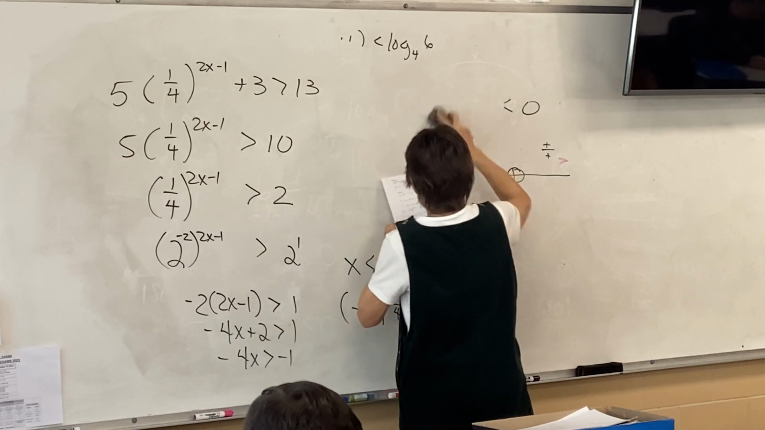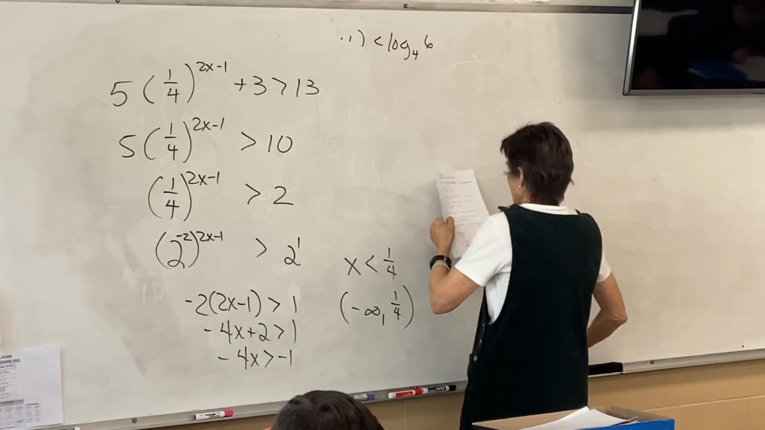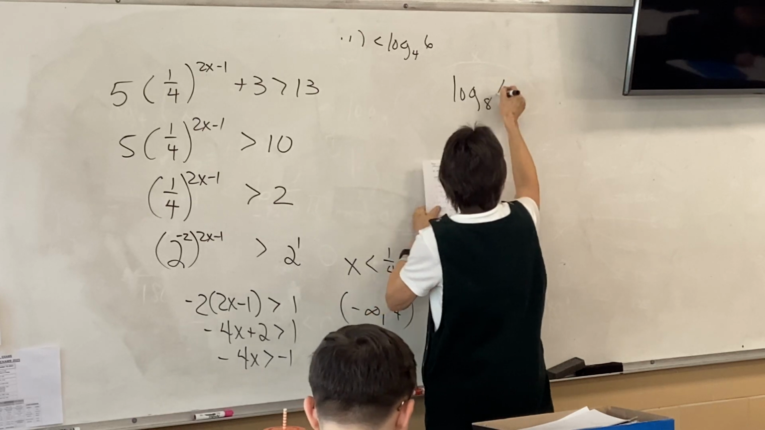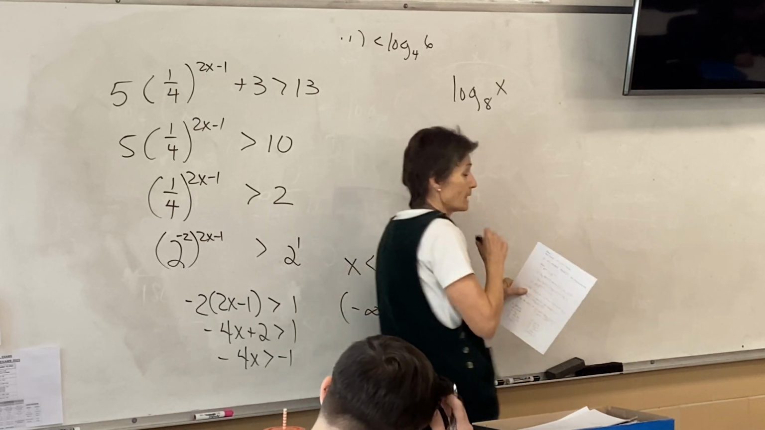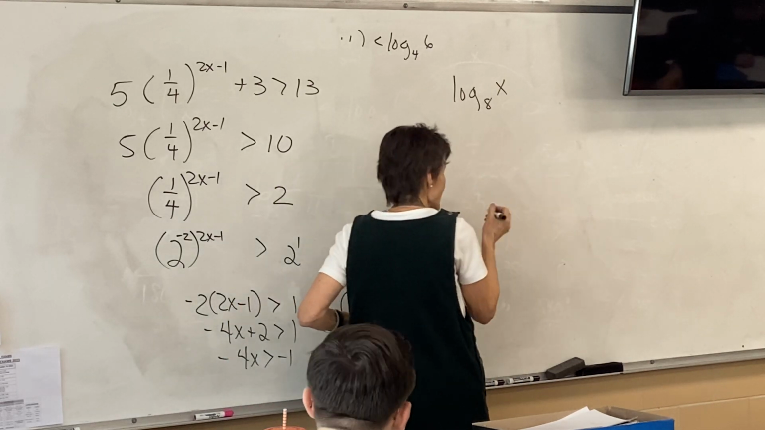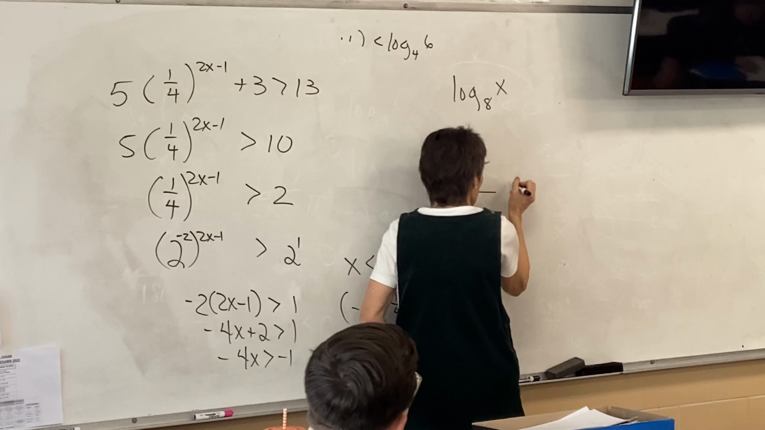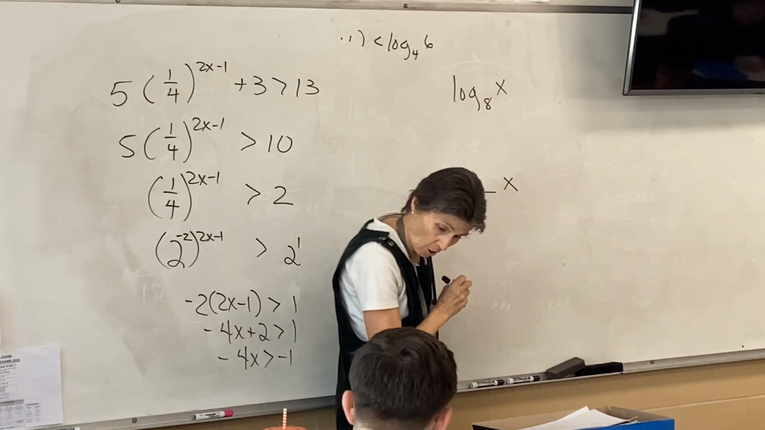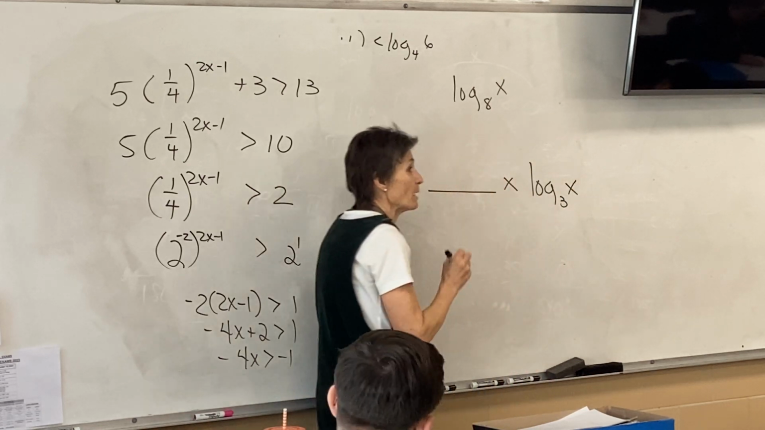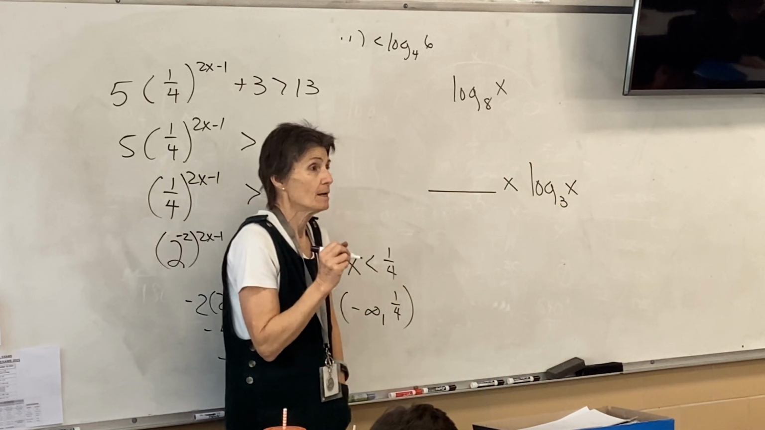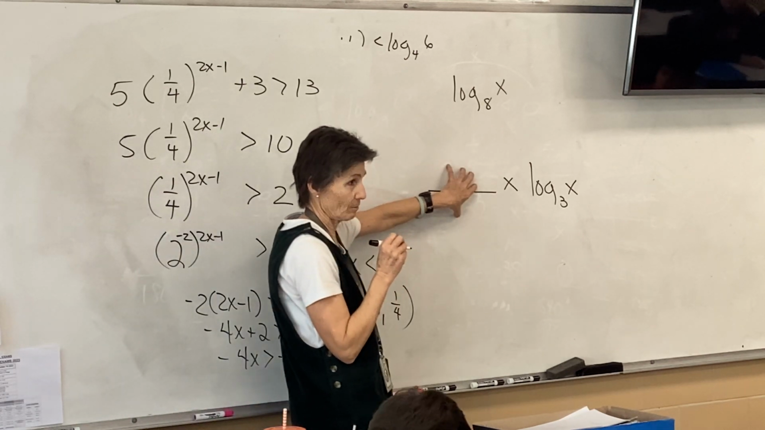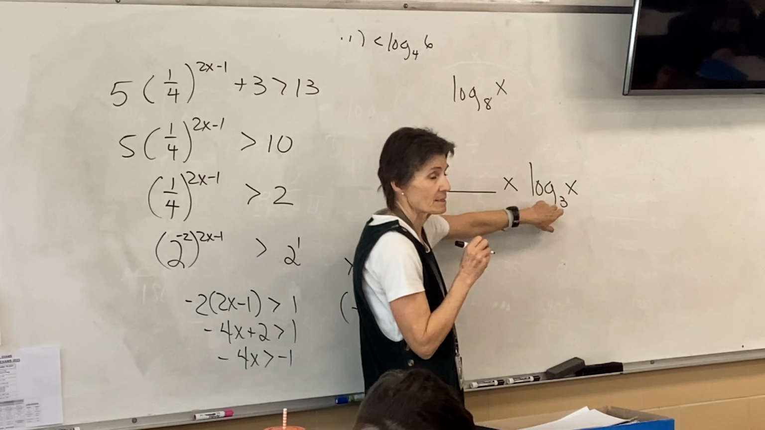Number 2, write, I think that's an 8, log base 8 of x as a vertical dilation of log base 3 of x. In other words, your answer should be a number times log base 3 of x. That's what a vertical dilation is. A vertical dilation is a function multiplier, a number times the function.